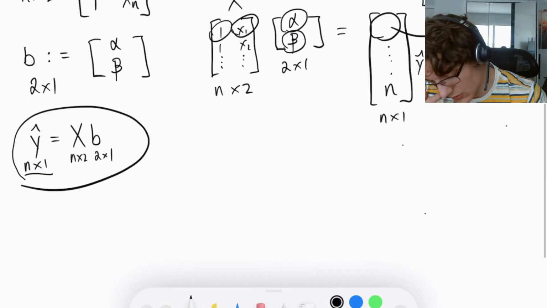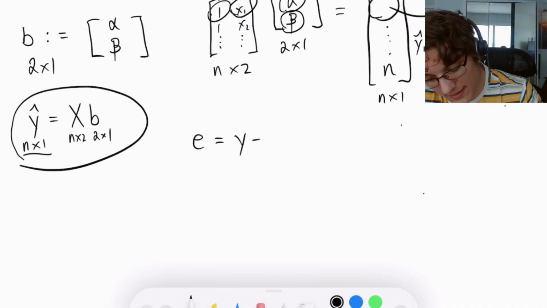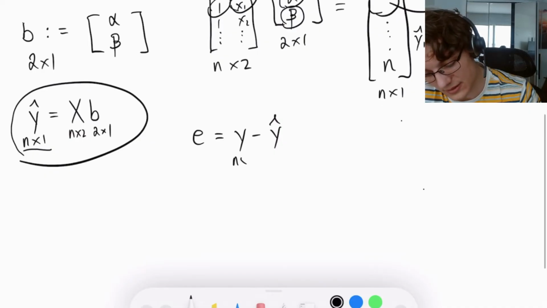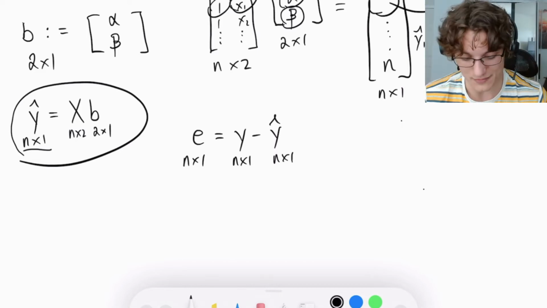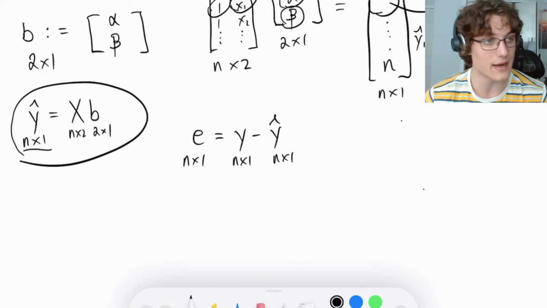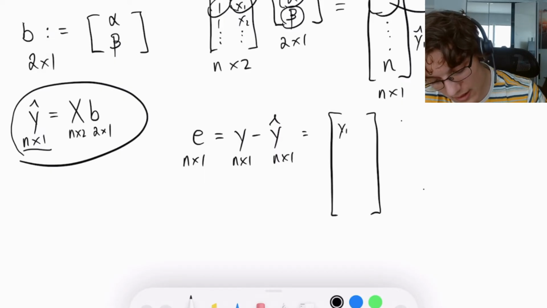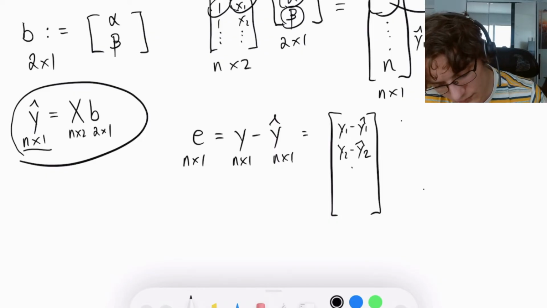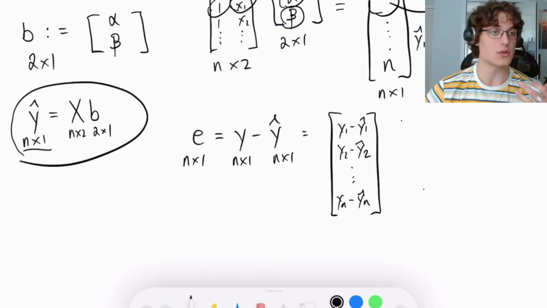So if we were to come up with an error vector, we could say E is equal to y minus y hat. Well, we know y is our true values for our stock prices, and that is going to be n by 1. And y hat is also n by 1, thus E is capable of being computed, element-wise, of course. And then we also have an n by 1 vector, which is going to be equal to the individual errors. So we have y1 minus y hat 1, y2 minus y hat 2, so on and so forth, yn minus y hat n. So that is going to be our error vector.